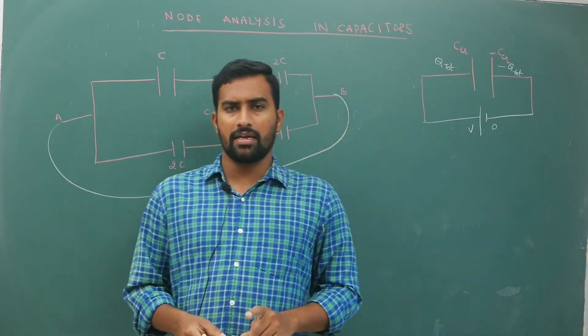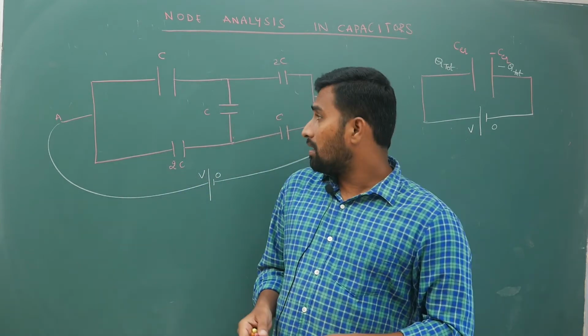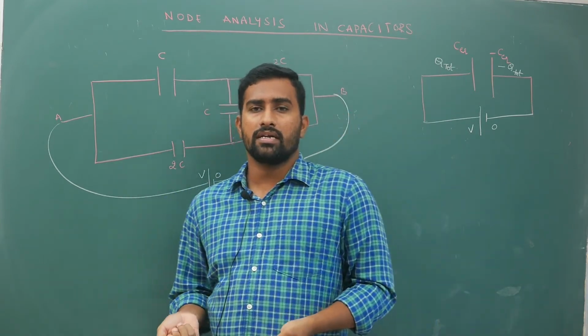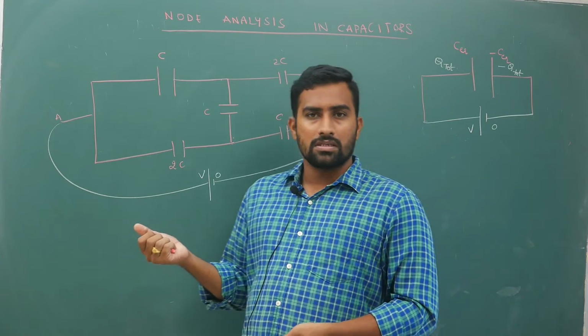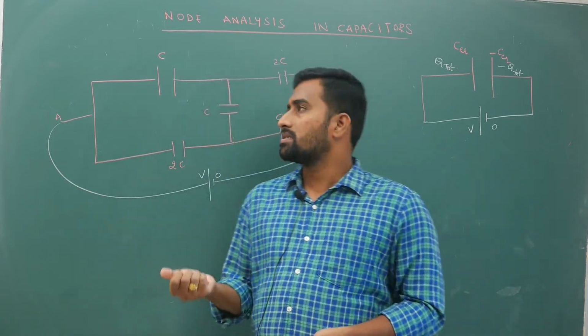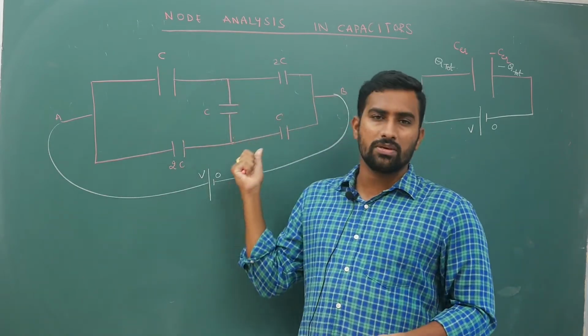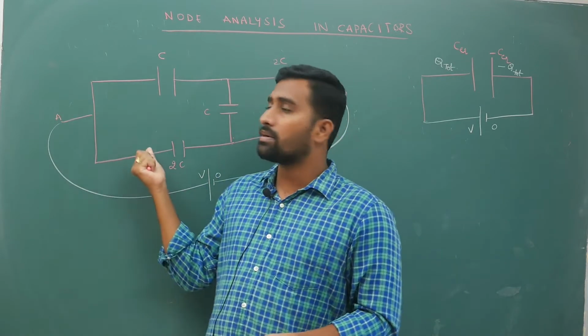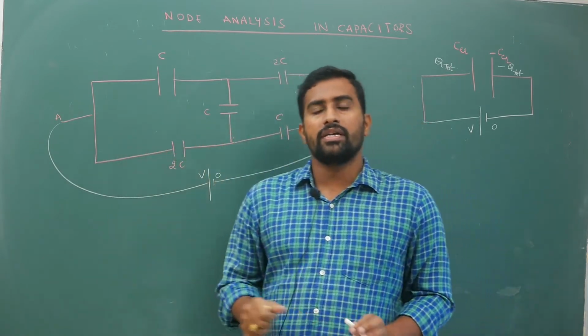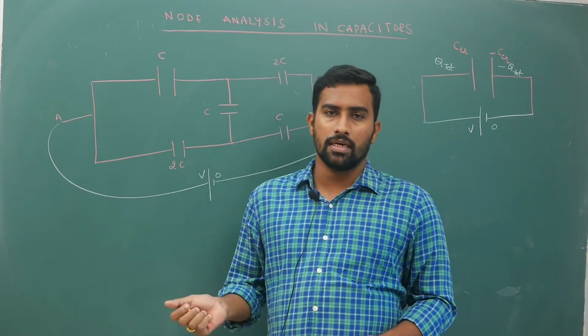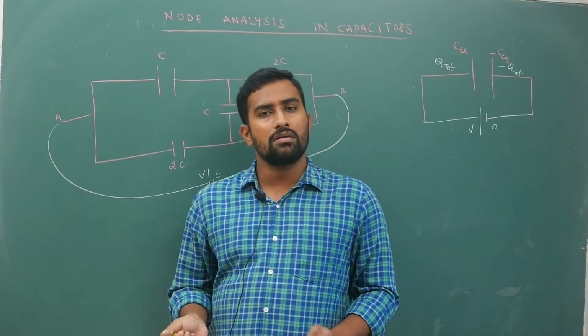Point number 1. Next, many of you, those who are directly watching capacitors, could think: sir, why can't I apply Wheatstone bridge? Is C by 2C equal to 2C by C? No. This side it is 1 by 2, that side it is 2. So you cannot apply Wheatstone bridge here. That is not possible.